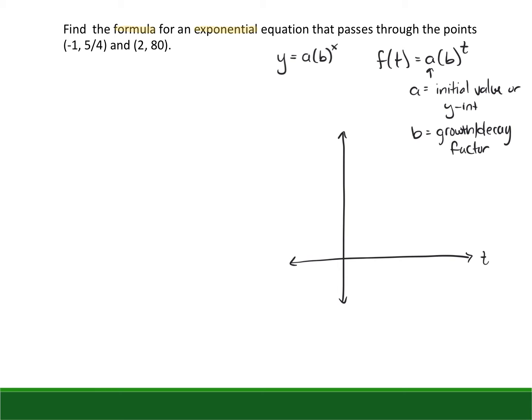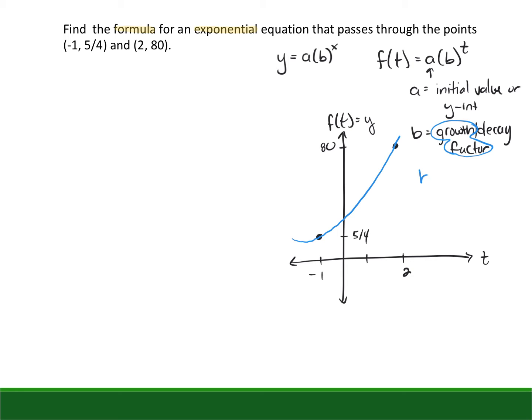So my graph here is not drawn to scale by any means, but this is just to give us a general idea. So (-1, 5/4), that's our first point there. And our second point is (2, 80). So again, not drawn to scale. And then if I connect these 2 points with a curve, and I'm going to connect it with a curve because I know I have an exponential function, we can see that this function is increasing. So because it's increasing, we're going to be looking for a growth factor.